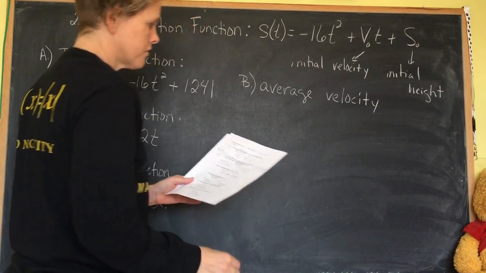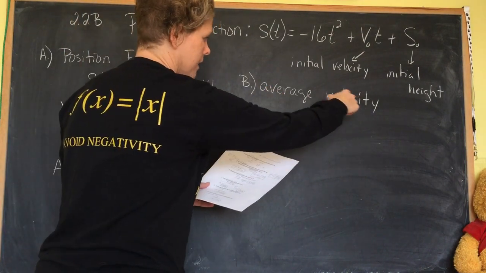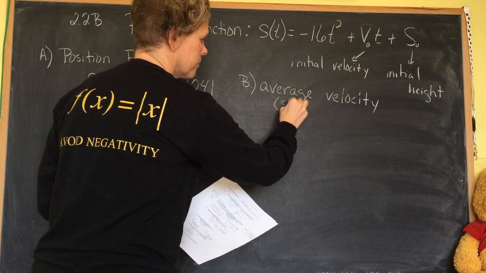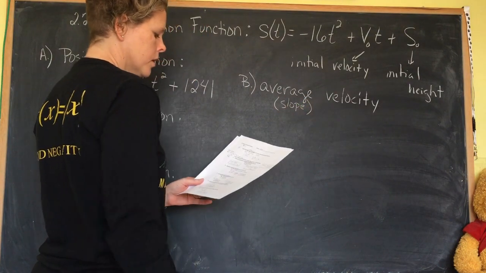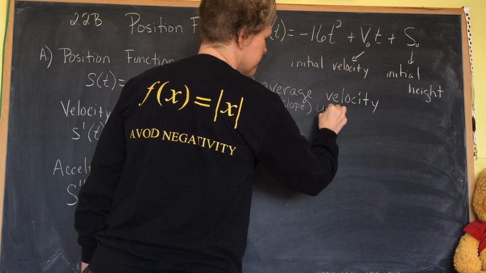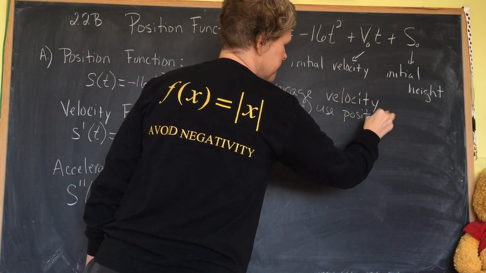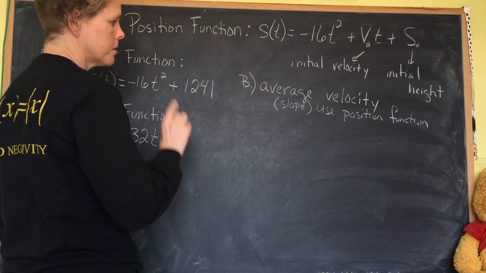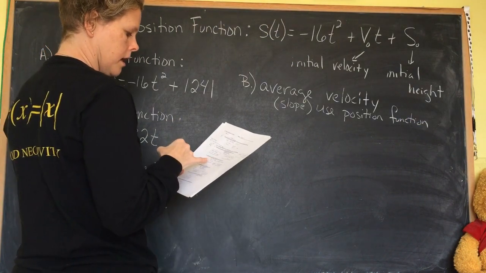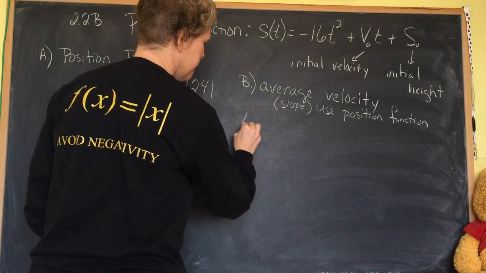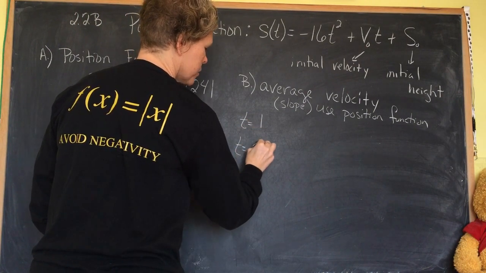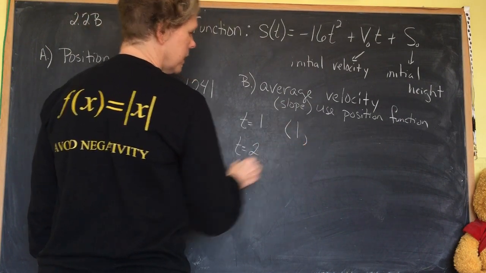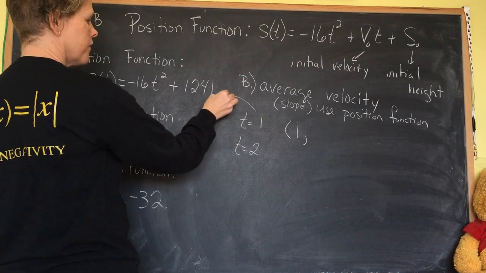So B says find the average velocity. I want you to underline that phrase, average velocity. Average velocity just means, just find the regular slope. So I want the slope, and we're going to use the position function. Okay, so I'm going to use the position function for the slope between the points t equals 1 and t equals 2. So really then if I'm using slope, all I need is a coordinate. So 1, and I'm going to plug 1 into this position function here.